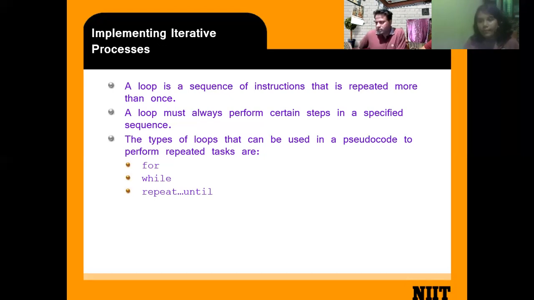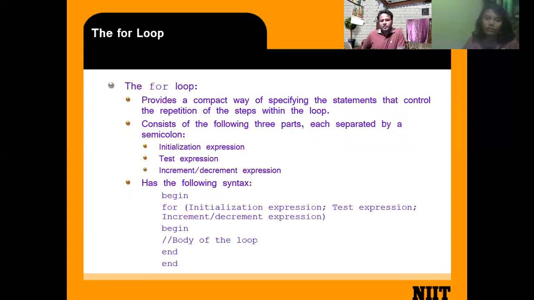The looping construct is of three types. One is for loop, another is while loop, another is repeat until. So three types of looping we have: for loop, while loop, and repeat until. It is the three ways to represent the looping, or three techniques to apply the looping. First, we go for the for loop.